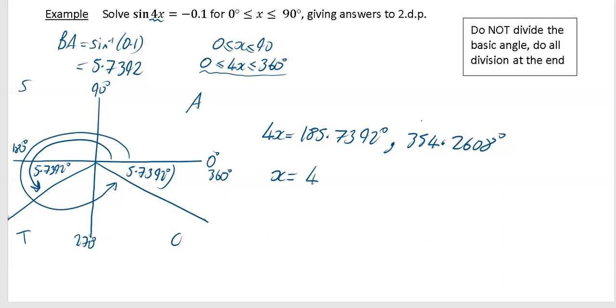Remember, your answer's only got to be to 2 decimal places. So 46.43 degrees, or, let me just check this one, 354.2608 divided by 4, which is 88.57 degrees, and they're both to 2 decimal places.